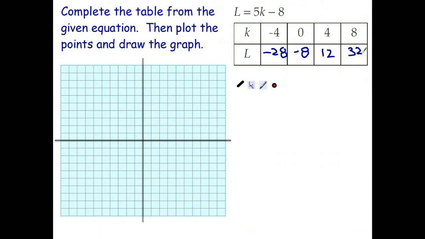The next thing we're going to have to do is draw the graph. Now notice I don't have a scale on my axes at this stage, because often the scale depends upon the equation that you're using. So if we look at the values of k, they go from negative 4 to positive 8. The top variable is always the horizontal variable, so I'm going to write a k on that axis, and therefore an L on that axis.